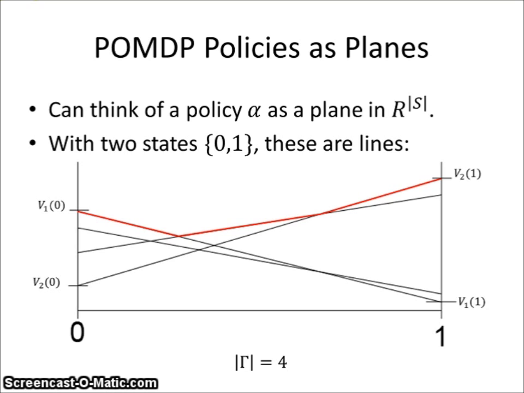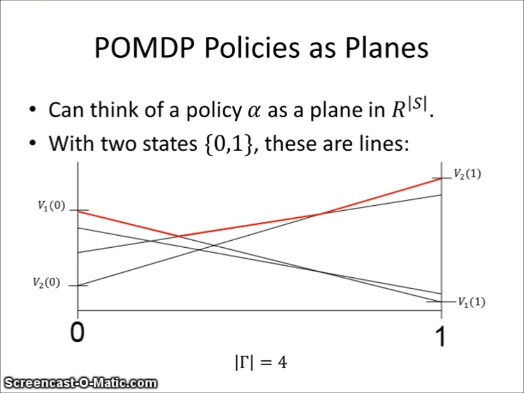So one thing that you might notice is that one of the lines is never part of this upper envelope. We don't actually need it. We only need 3 of them to represent the value function, and we should throw it out. So algorithms do a lot of work to throw these out.